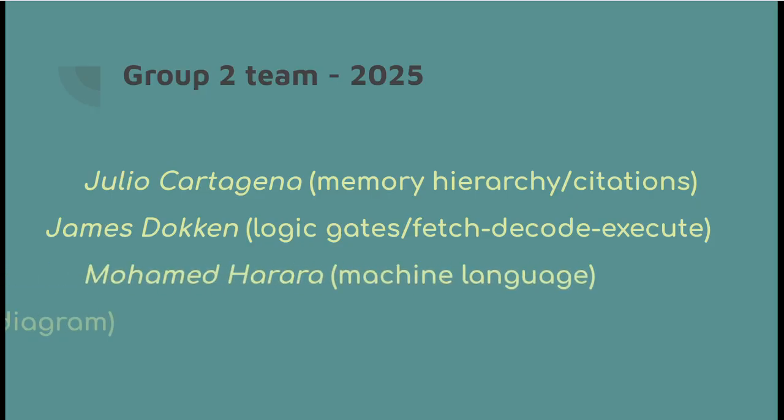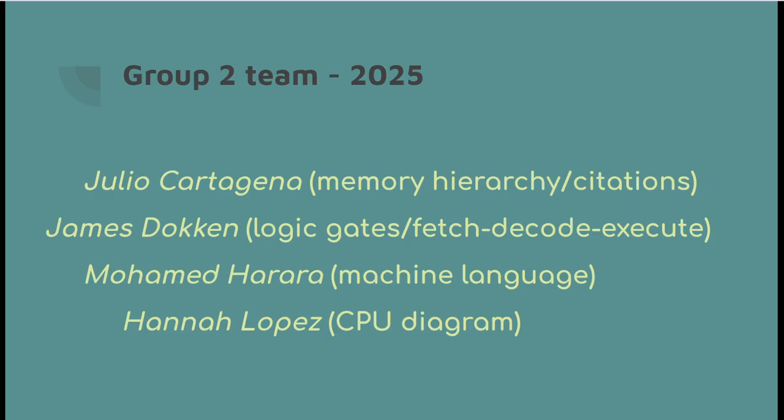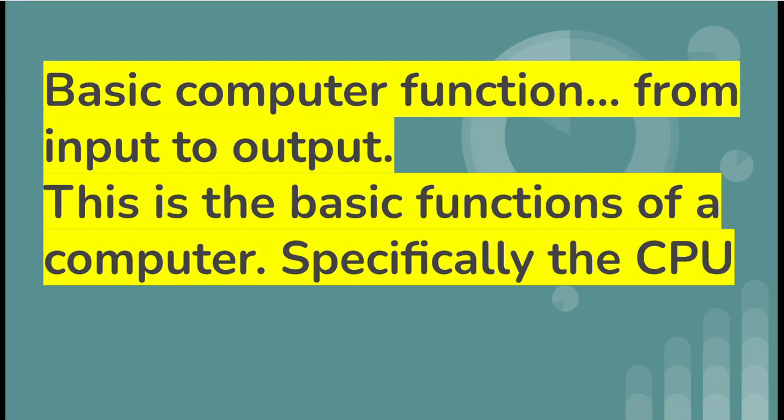The content is separated into 5 sections in the order of CPU diagram, fetch, decode, execute, logic gates and circuits, memory hierarchy, and machine language examples. Basic computer function from input to output. This is the basic functions of a computer, specifically the CPU.